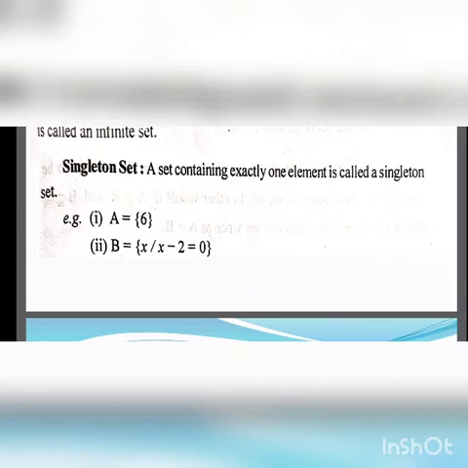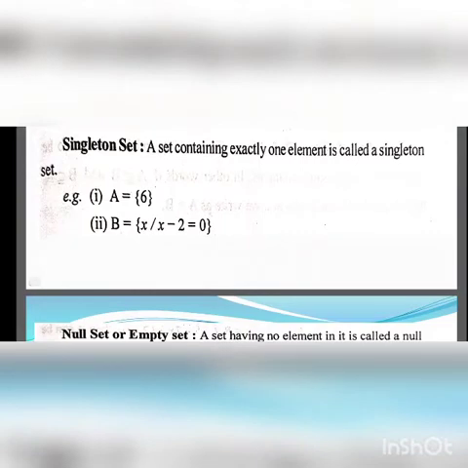A set containing exactly one element is called a singleton set. For example, A equals {6}. We can see the set contains only one element, that is 6. So, the set A is a singleton set.